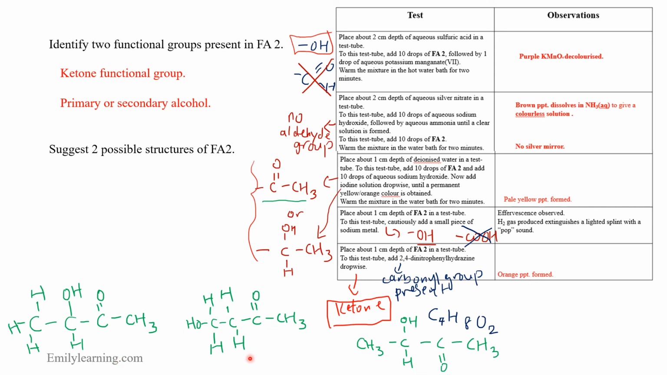You only need to write any two of them because the question only asks you to suggest two possible structures of Fa2. So these are the answers. You can write this or this. Or you can also write this one here.